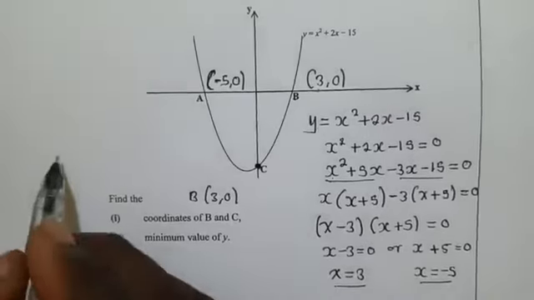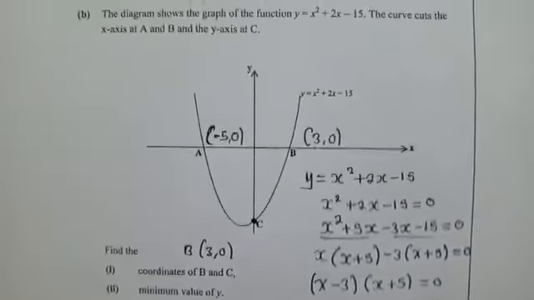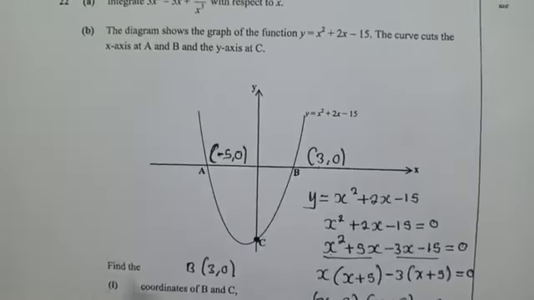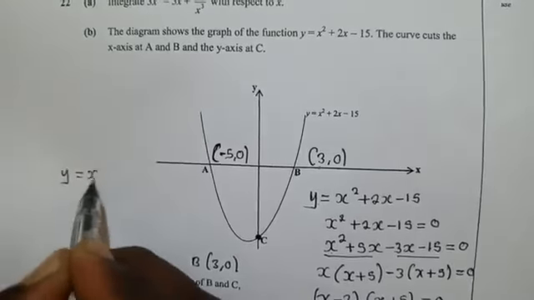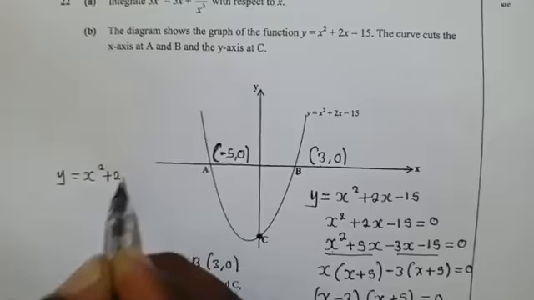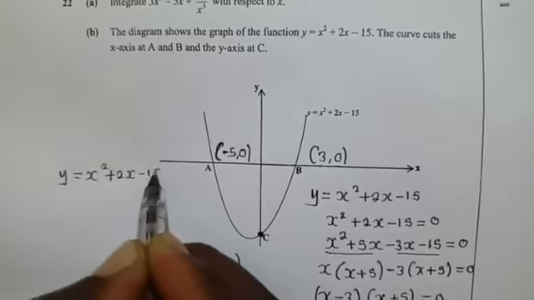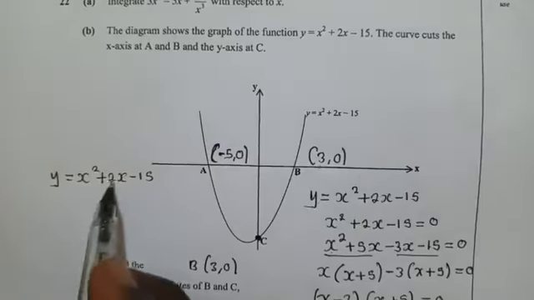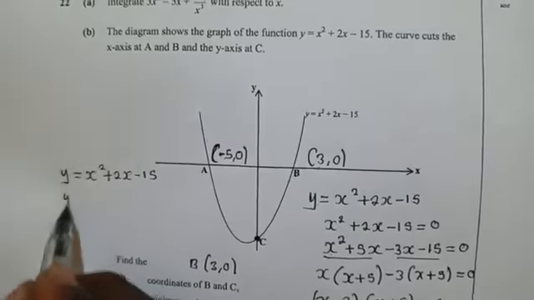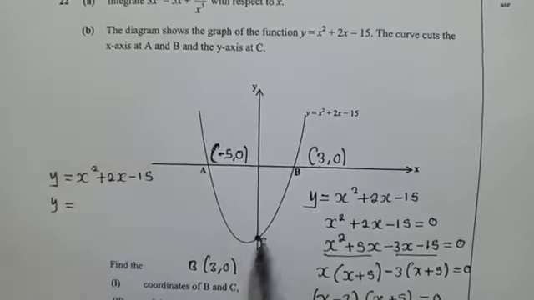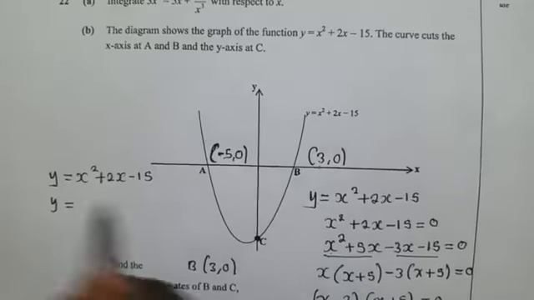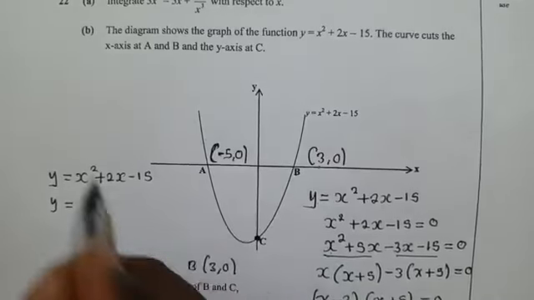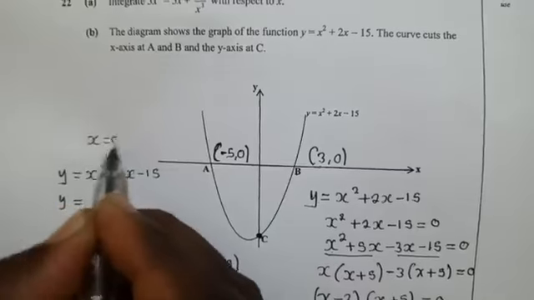So you can get the given equation. That is y is equal to x power 2 plus 2x minus 15. So we know that x will always be 0 at whichever point the graph is cutting the y-axis. So let me write it here, x is equal to 0.